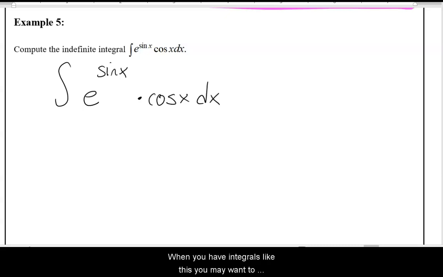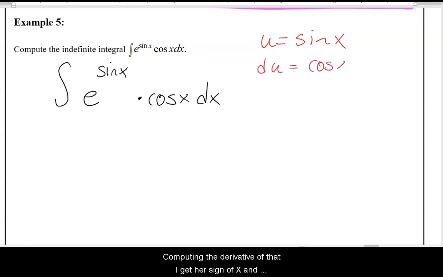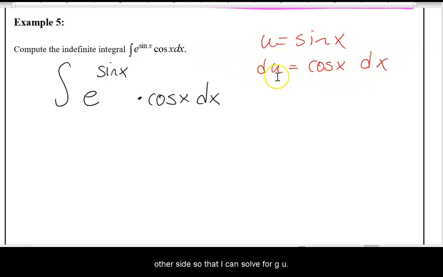When you have integrals like this, you may want to exaggerate the power position so that you don't mistake something in the power for being on the line or vice versa. To solve this problem, we again need u substitution. Again, we look to the power on the exponential for a good place to find our u. In this case, I believe that u should be the power, which is sine of x. Computing the derivative of that, I get cosine of x, and the abuse of notation slides the differential around to the other side so that I can solve for du.